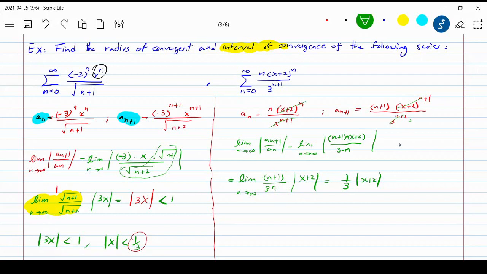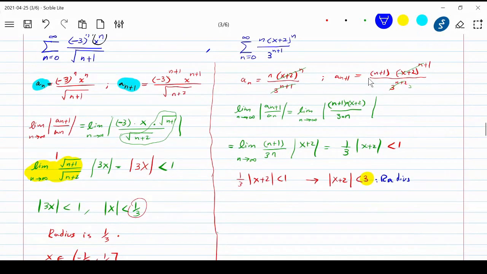And when do we have convergence? We have convergence if this is less than 1. That means 1/3 times the absolute value of x plus 2 is less than 1, which means the absolute value of x plus 2 is less than 3. Multiply both sides by 3. So what is the radius of convergence? 3 is the radius of convergence. So this is the radius.